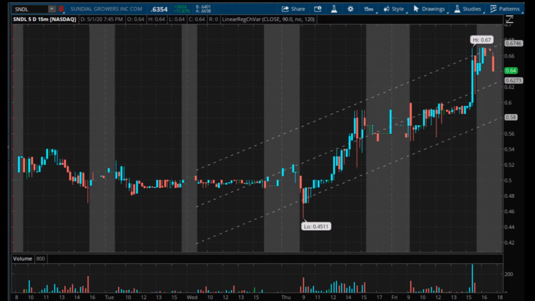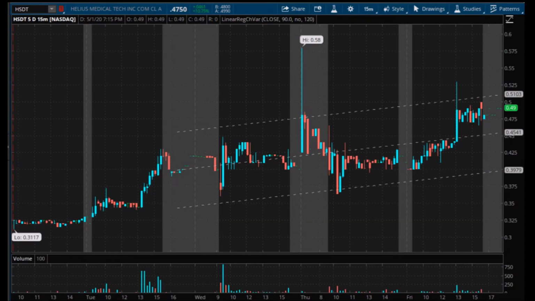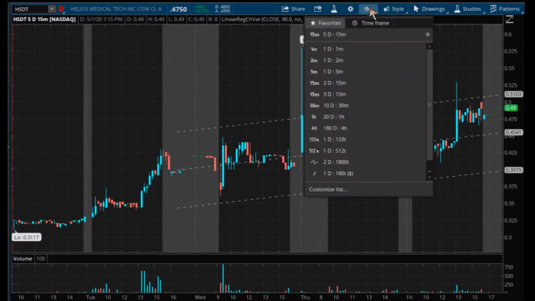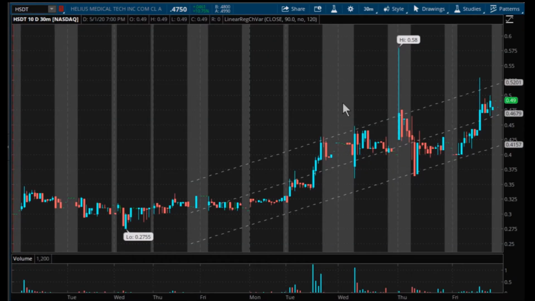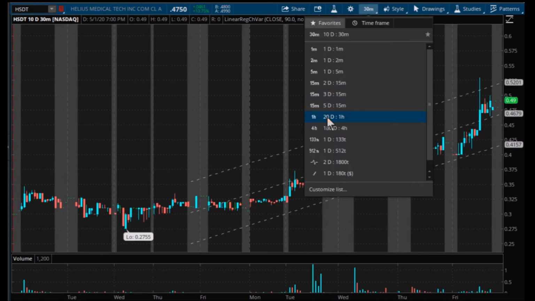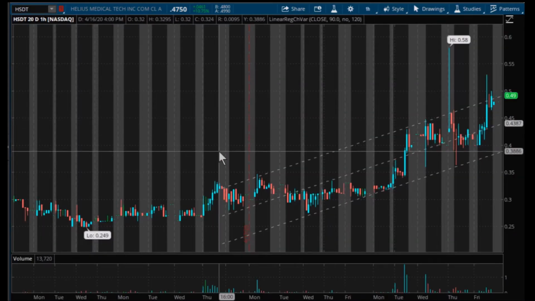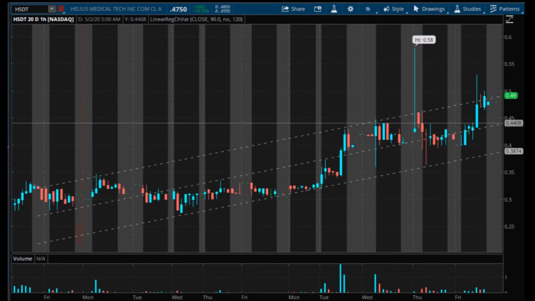SNDL, within the channel. HSDT, within the channel. But if we look at the 30-minute, we see something interesting. And if we look at the 1 hour, we see a lot of the prices within the channel.